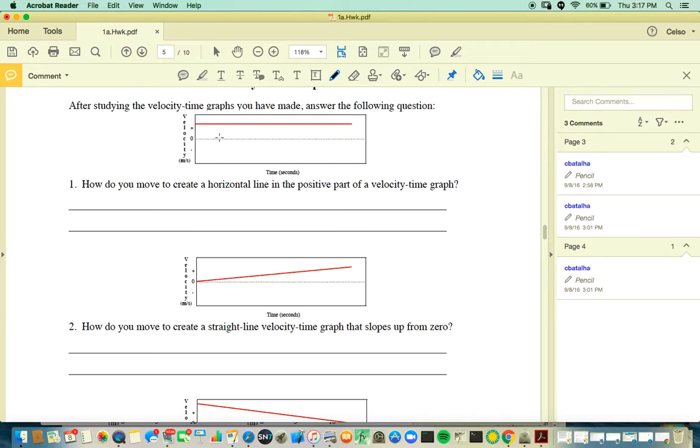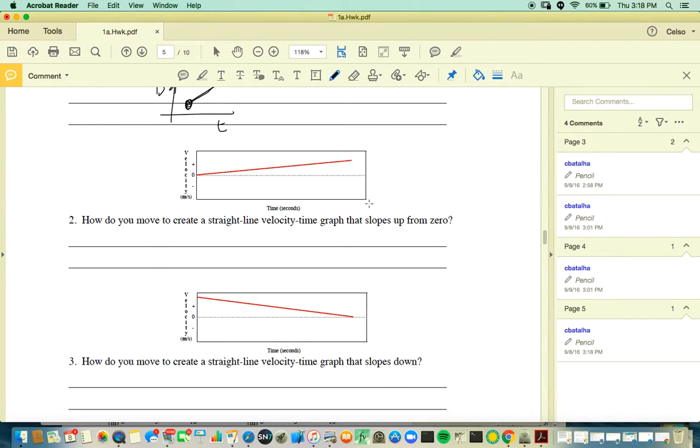All right. So after studying, how do you move to create a horizontal line? So this is a positive slope, which means if you have a distance versus time, you'd have this type of graphic. So you have to leave the origin and move away from the origin with a positive and consistent step.